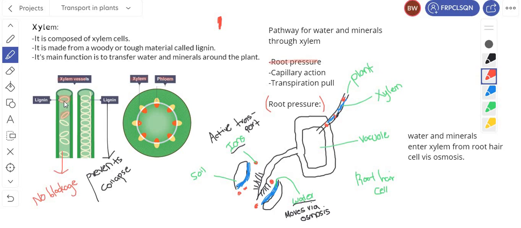Like in the case here, this one is straight, this one is slanted, this one is slanted in the opposite direction, and so on, right? In different directions. In this case here, the lignin is straight. It's in a much more neat and organized manner, and the arrangement of lignin is different in every xylem vessel.